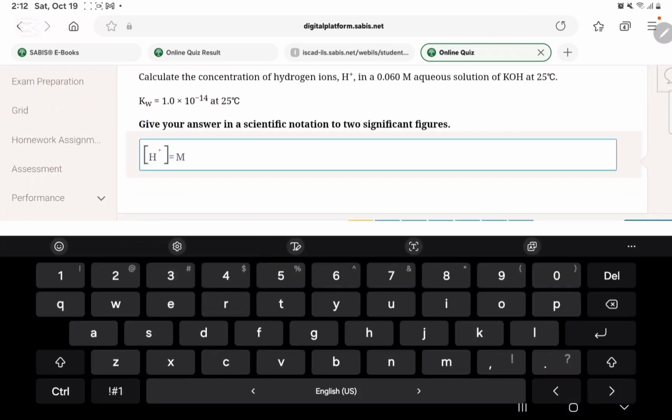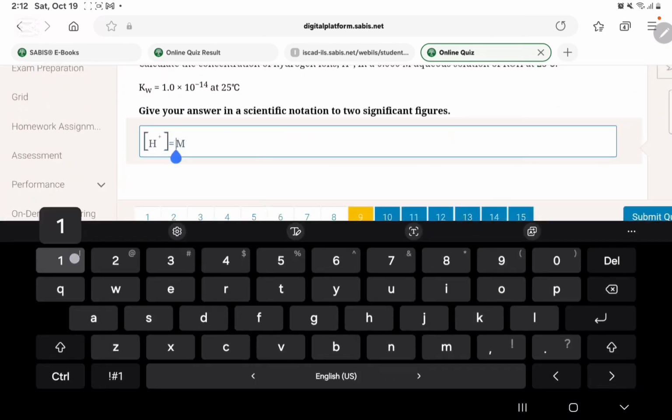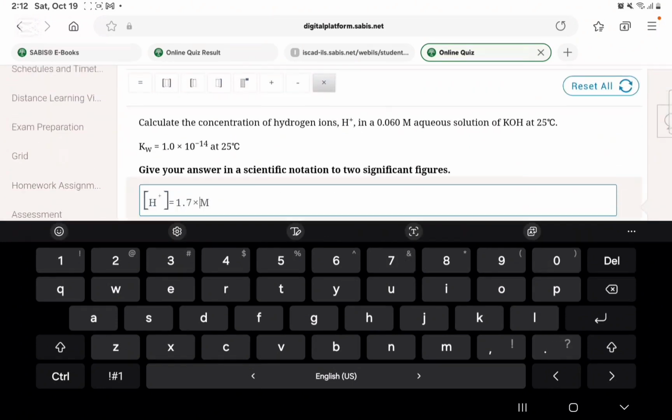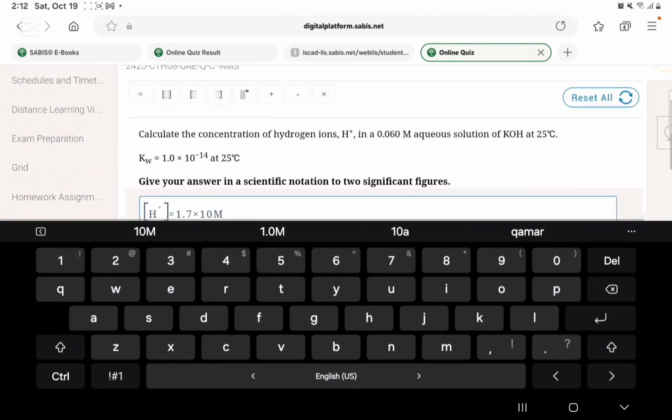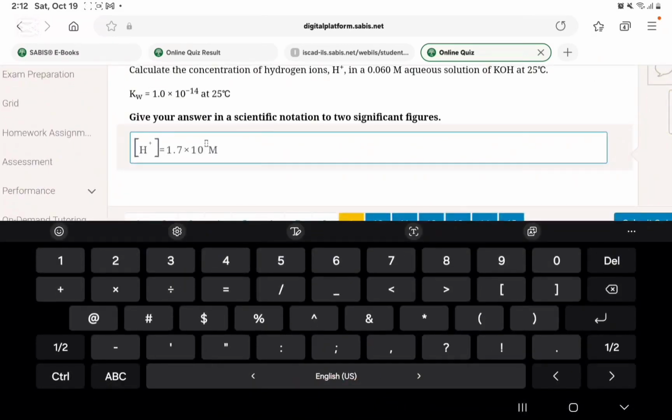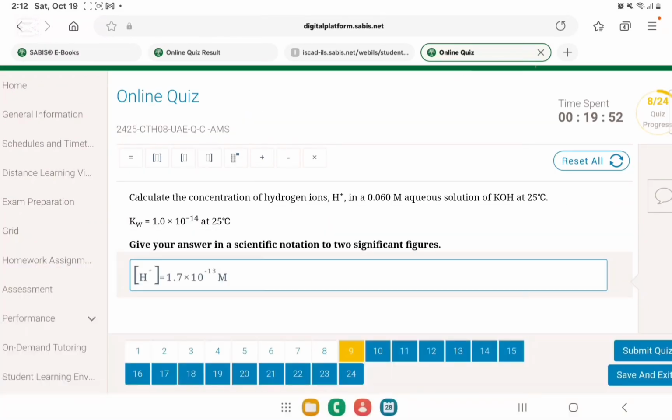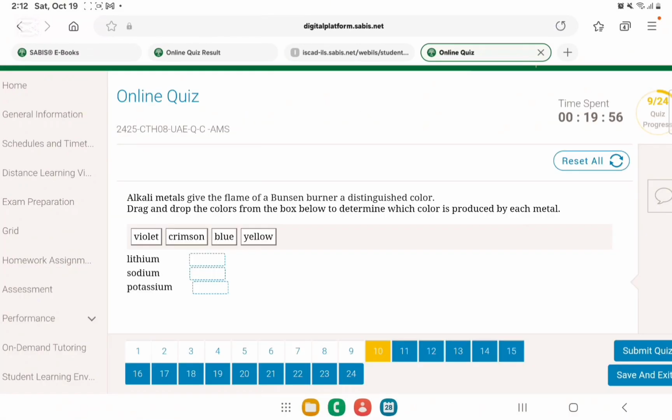So H plus is equal to 1.7 times 10 to the power of negative 13. Okay, so yeah, you should have known this by last week.